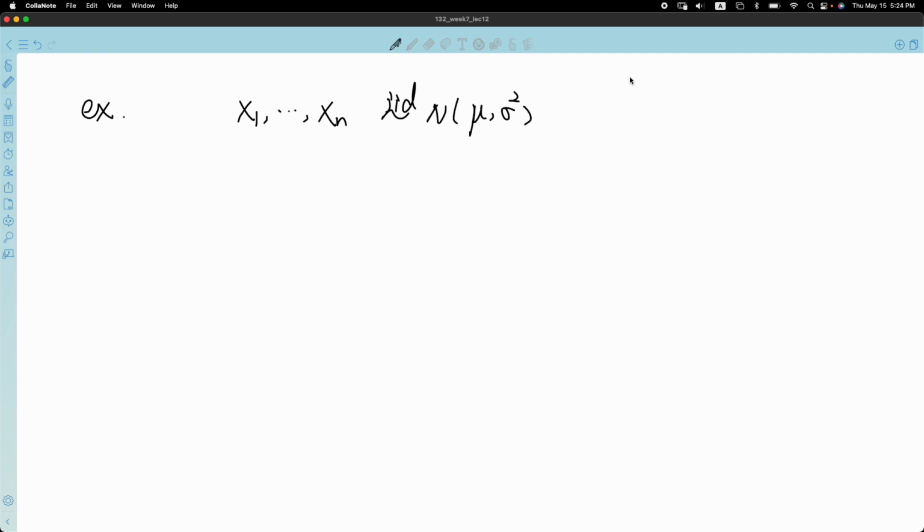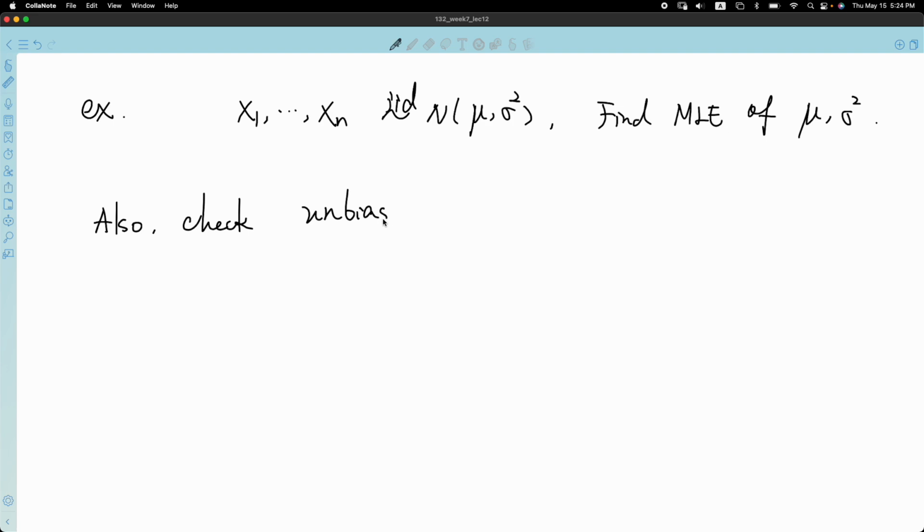Our goal is to find the MLE of mu and sigma square, and then also check for unbiasedness, efficiency, and consistency.